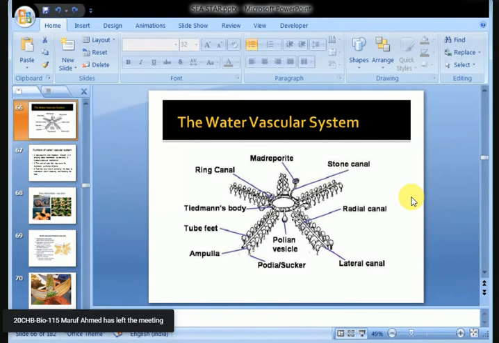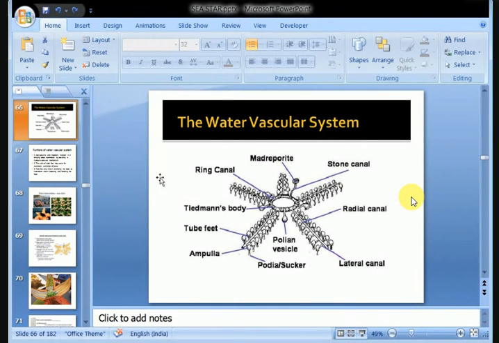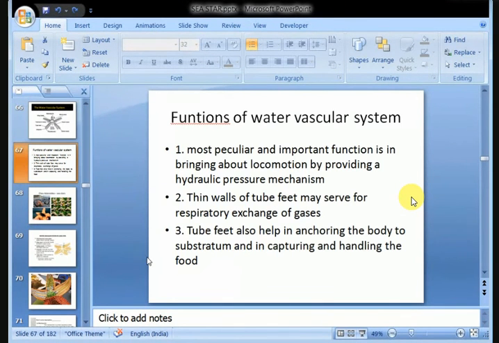So this particular network of canals as well as tube feet make up this water vascular system. The main functions of this system are, number one, the most peculiar and important function, bringing about locomotion. How it performs locomotion: all these structures work in coordination to bring about locomotion. And the locomotion is by a hydraulic pressure mechanism. How that is achieved, we'll be talking about.